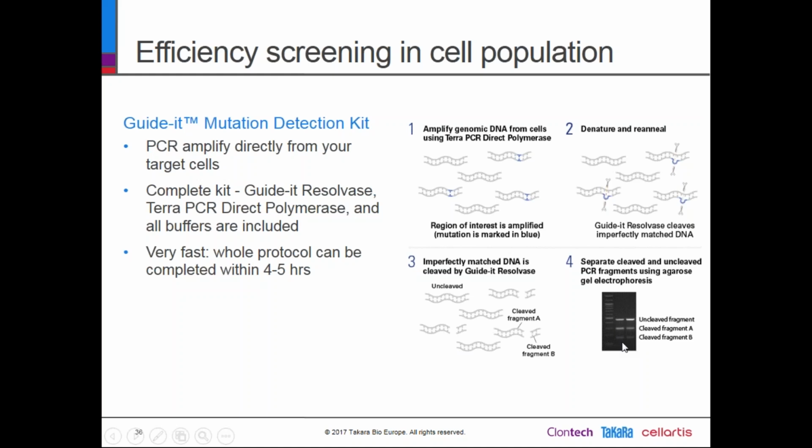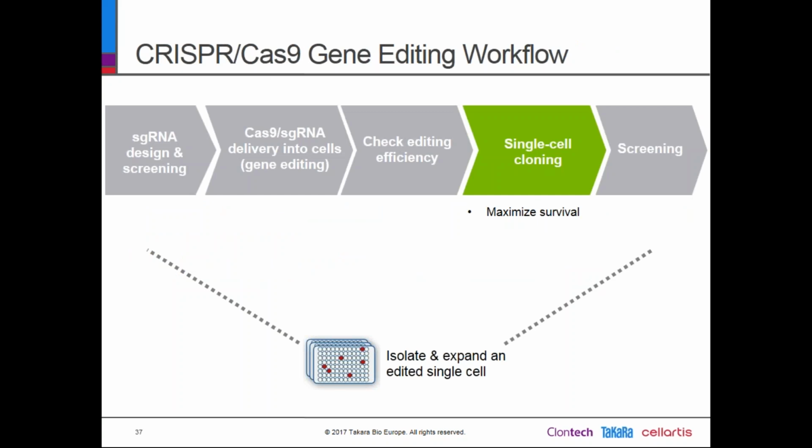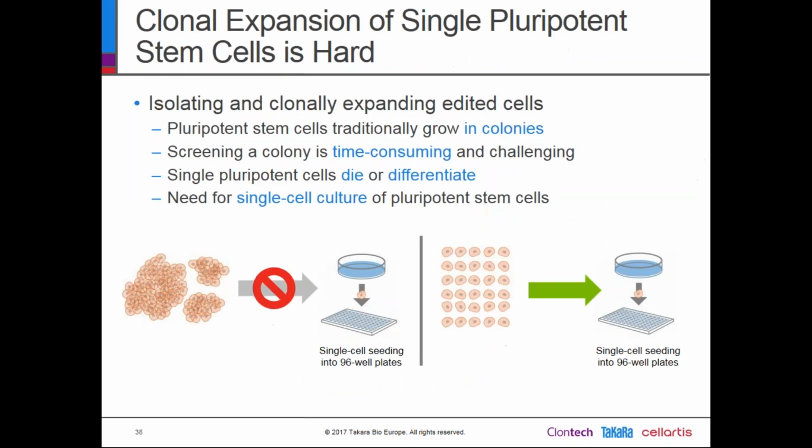So this is really a tool for a mixed population, not for single clones, and it's a very fast screen because you can complete the whole protocol within 4 to 5 hours. And if this screening is successful or shows good gene editing efficiency, you can go for the single cell cloning, which I said already in the beginning, is a quite tedious step and which can take several weeks.